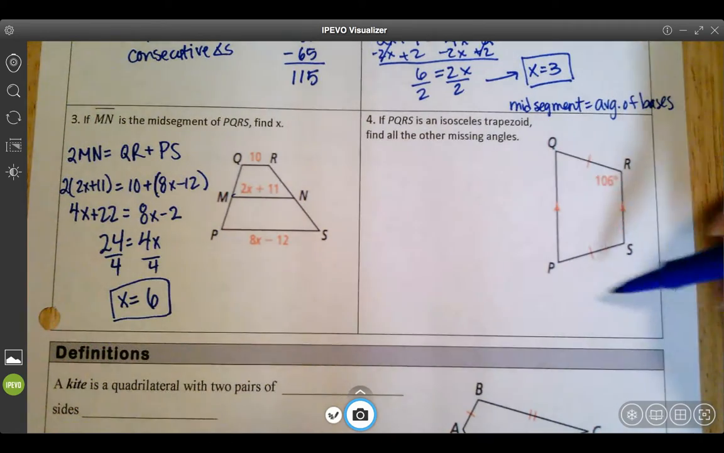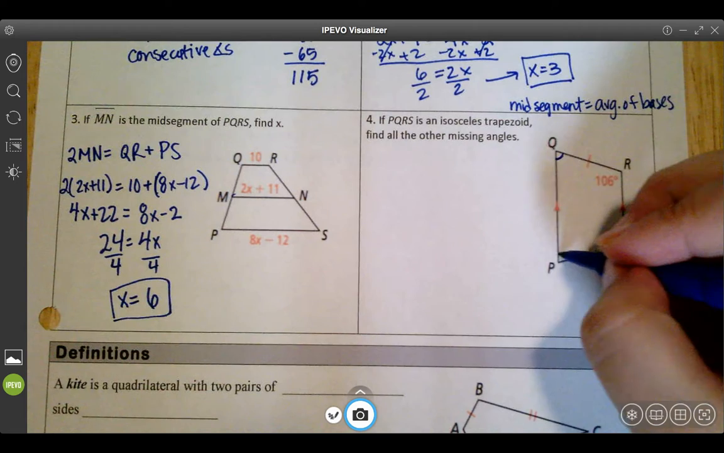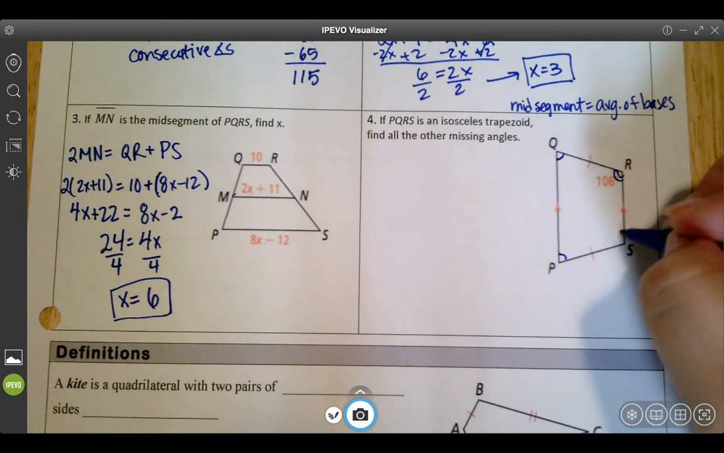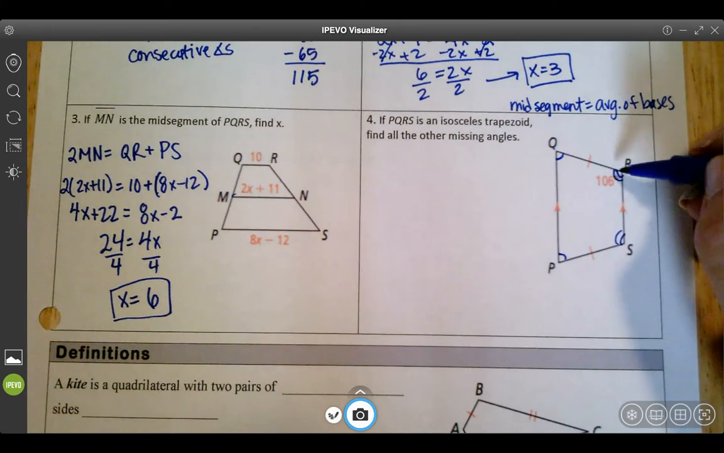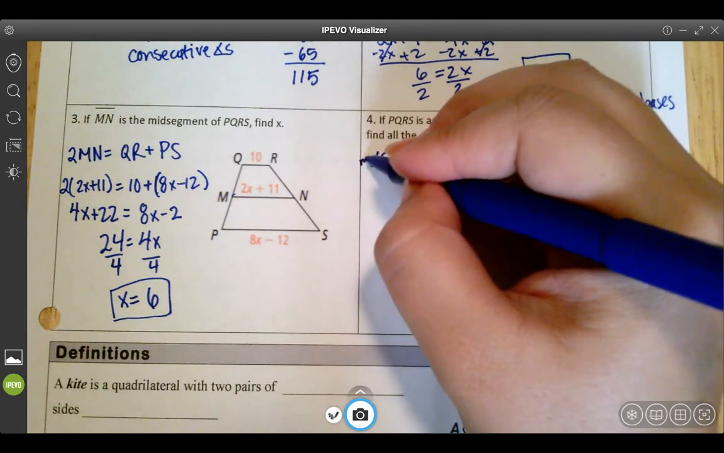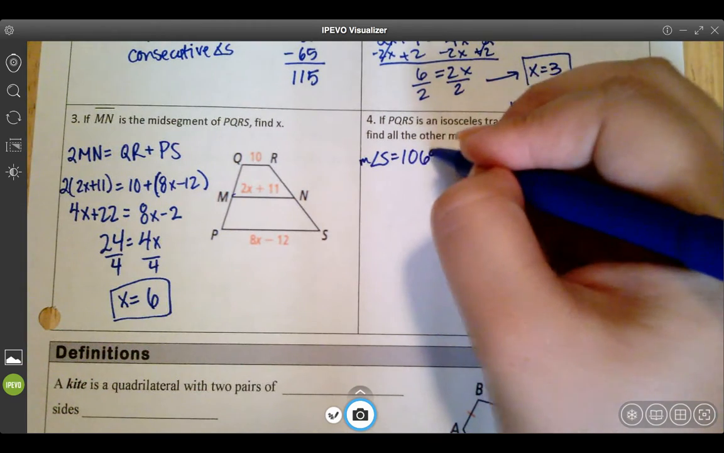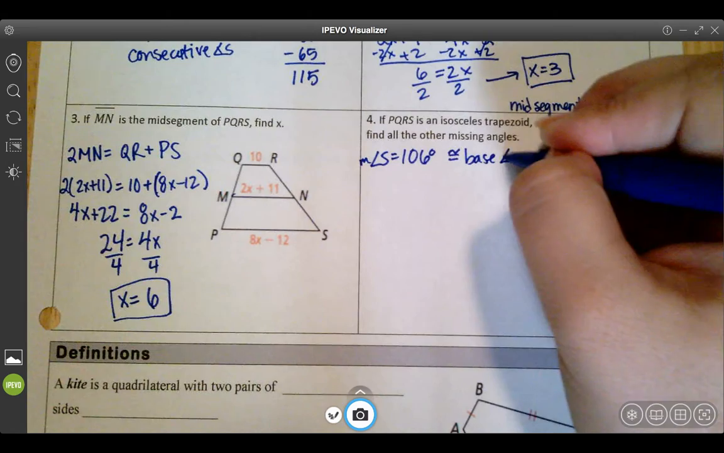For number 4, we have an isosceles trapezoid. I'm going to go ahead and mark my angles here. Find all the other missing angles. So here we have angle R is 106. Angle S, measure of angle X, is 106 degrees by consecutive base angles.